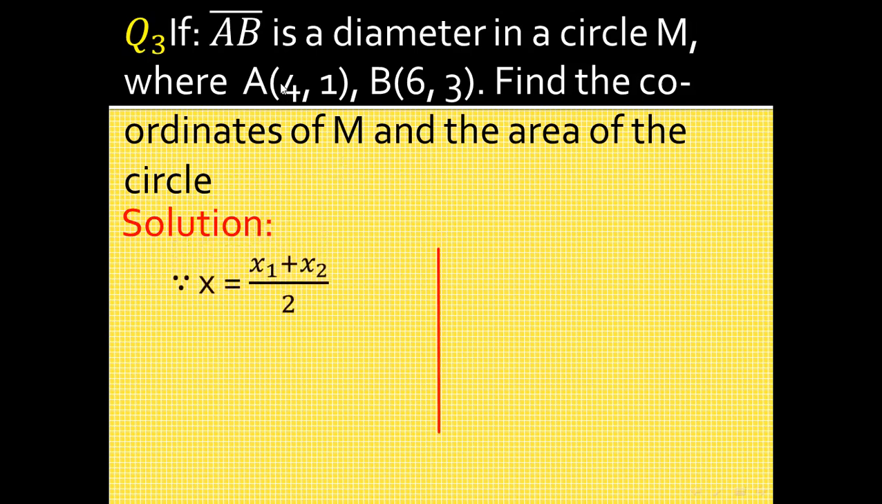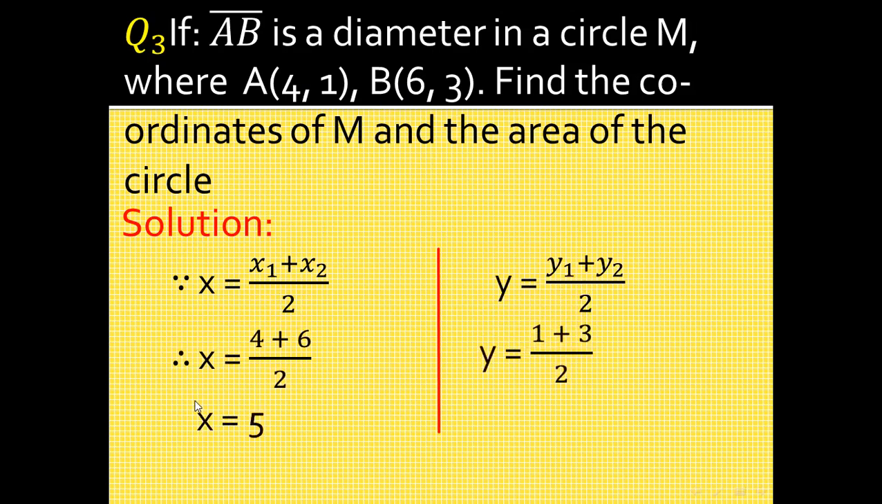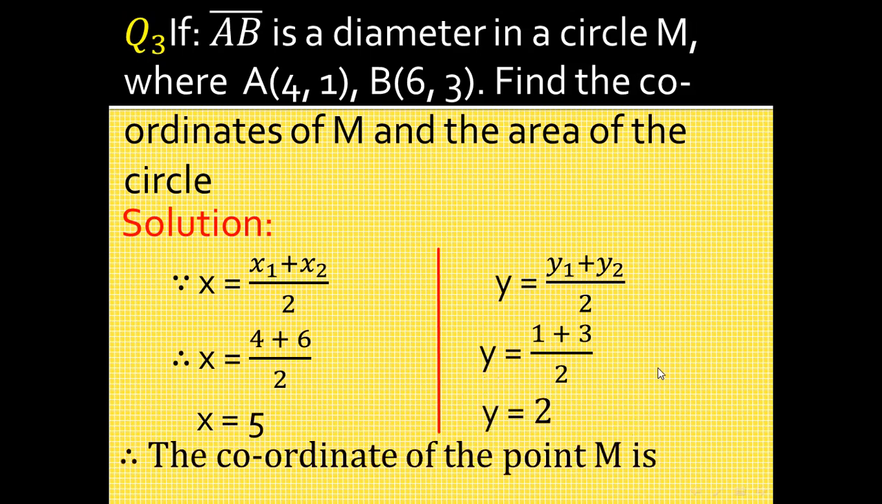So we can say that point A equals (x1, y1), point B equals (x2, y2), and the required, or missing, point M equals (x, y). Then x equals (x1 plus x2) divided by 2. This is our rule today. Then x equals 4 plus 6 divided by 2, so x equals 5. In the same way, y equals (y1 plus y2) divided by 2, so y equals 1 plus 3 divided by 2 equals 4 divided by 2 equals 2. Then the coordinates of the midpoint M equal (5, 2).